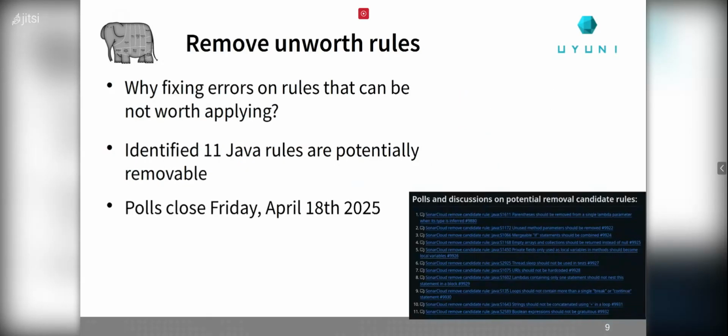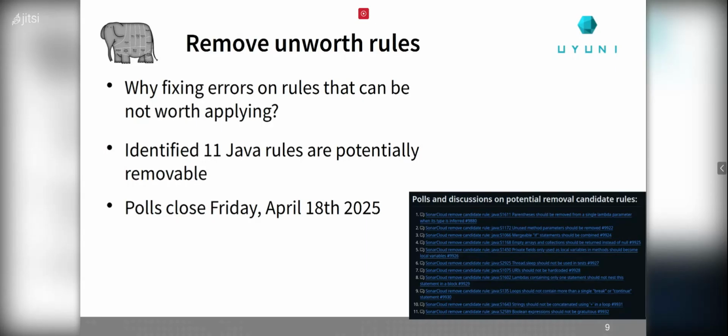Another important step is to remove rules that are not worth applying. Why should we spend some energy to fix issues that probably are not even worth applying? I identified for this reason 11 rules in Java that are potentially removable, and I created a poll for each one to keep them or to remove them. If we decide to keep them, they will be fixed later. If we decide to remove them, they are not used anymore, not in legacy nor in future code.